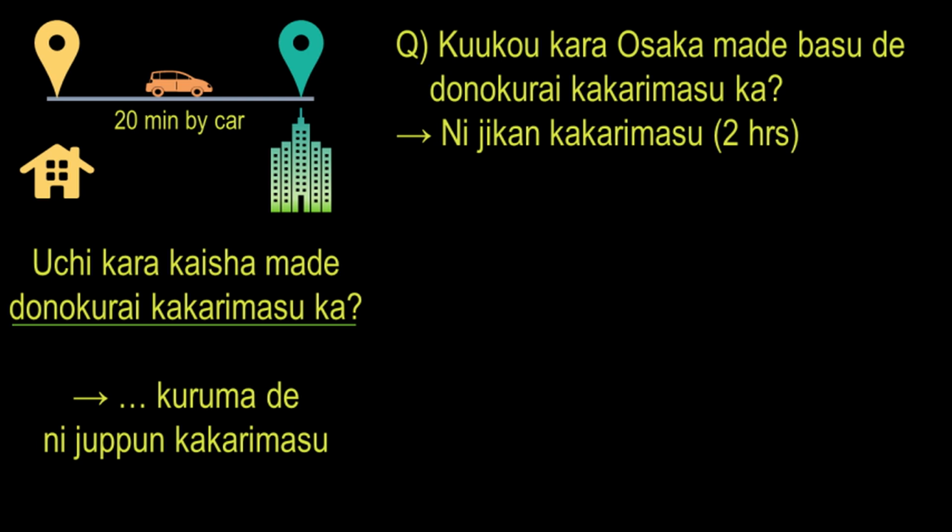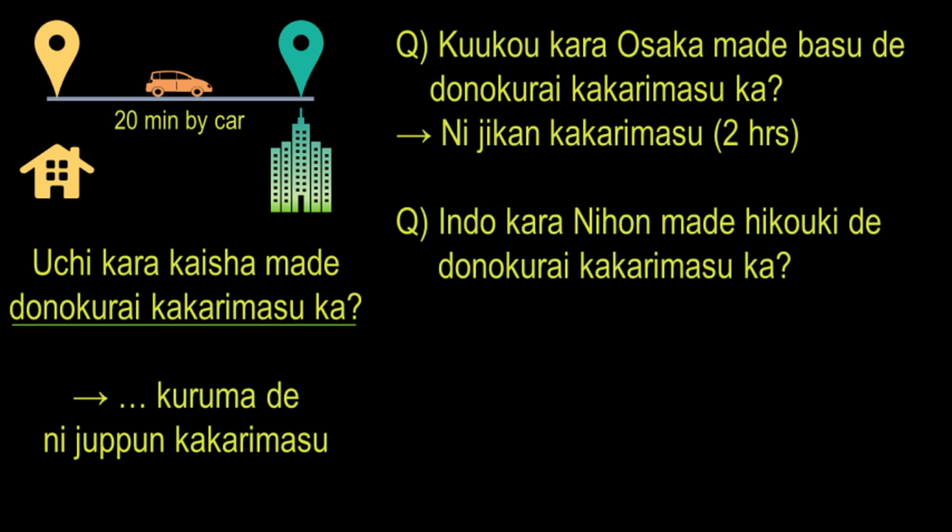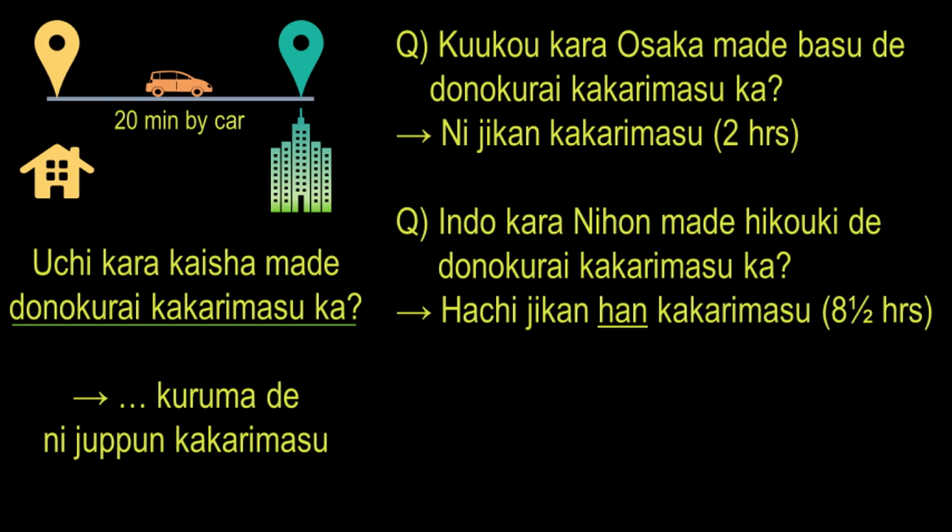Aircraft is hikoki. How long is donokurai? And to take when referring to time is kakarimasu. To ask how long it will take from India to Japan by flight, in Japanese the question will be Indo kara Nihon made hikoki de donokurai kakarimasu ka? And if it takes 8 hours and 30 minutes, then in Japanese the reply will be 8 jikan han kakarimasu.